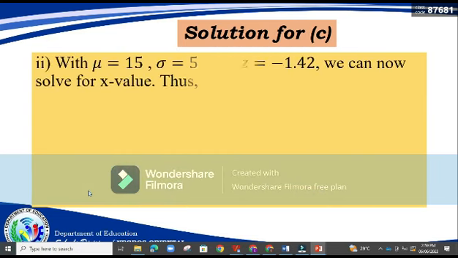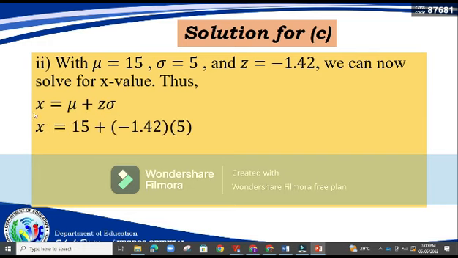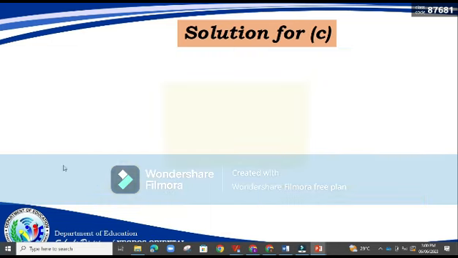Okay. So with mean is equal to 15, standard deviation 5, and z-score is equal to negative 1.42, we can now solve for x value. Thus, x is equal to mean plus the z-score times the standard deviation, is 15 plus negative 1.42 times 5. Then x is equal to 7.9.